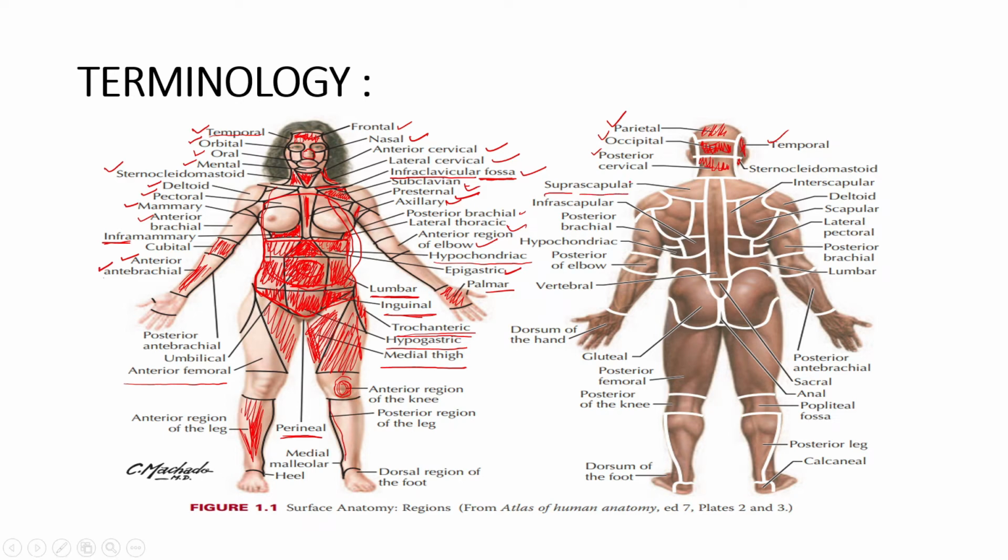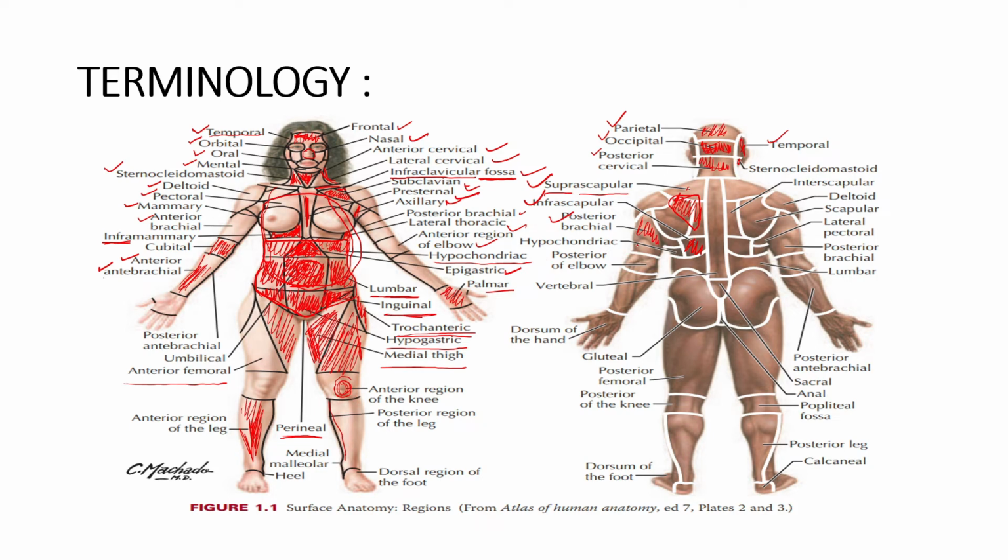Now this region is called suprascapular. What is the scapula? Scapula is a bone. Here it is situated, a triangular bone. So above the scapula, just here, is called suprascapular. Now infrascapular, see, just below the scapula, this region is there. So it is called infrascapular. Posterior brachial. Posterior brachial already I have told.